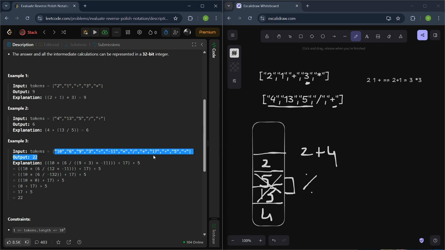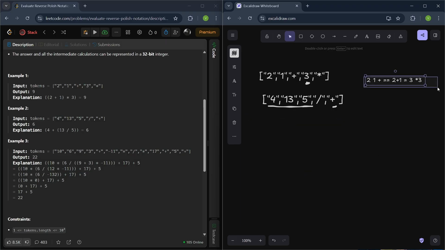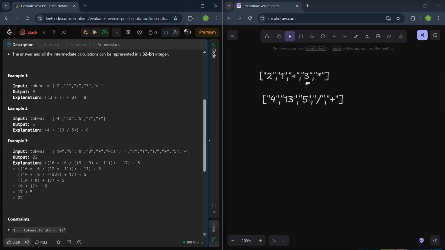You can try this out too, with the same rules that we have used to solve these two questions. Okay, let's now try the same concept using code. Let's see the code.